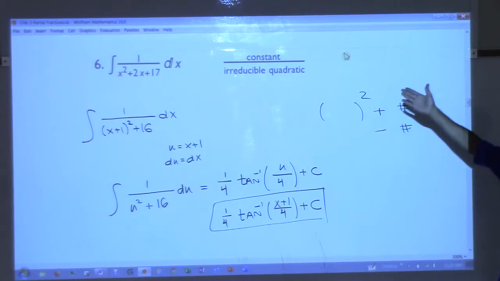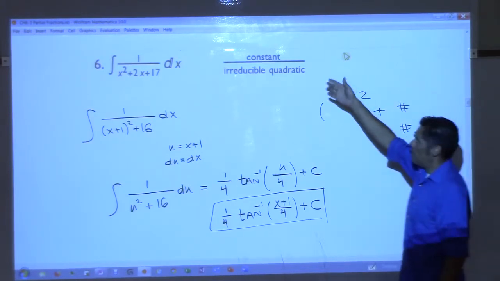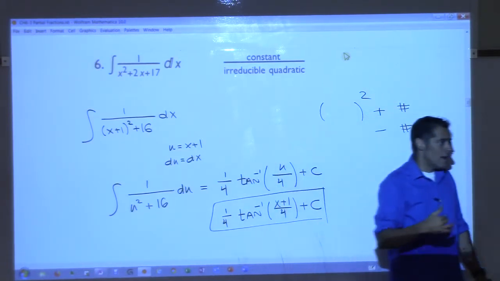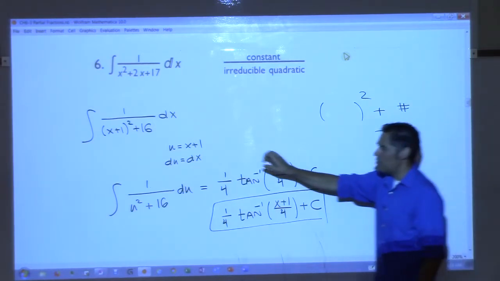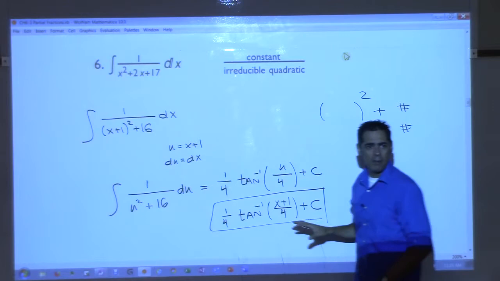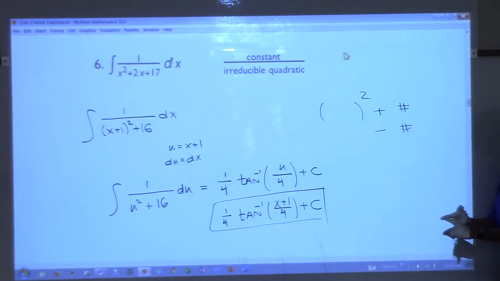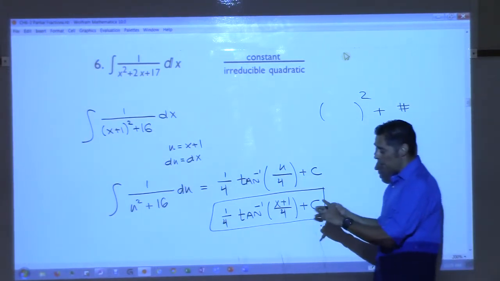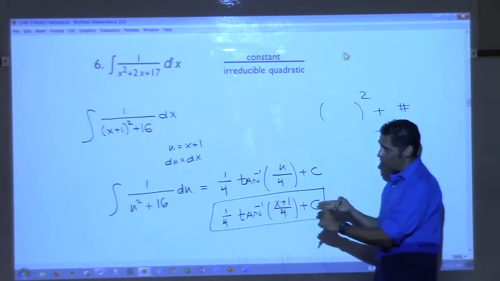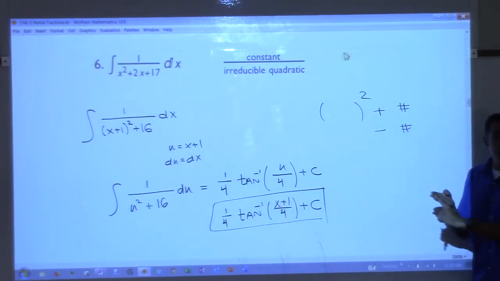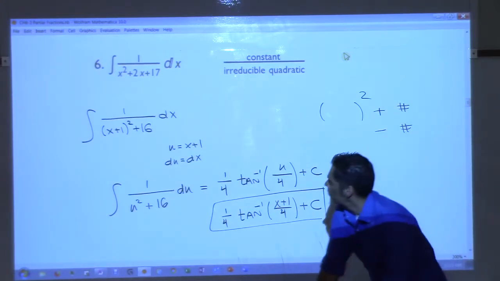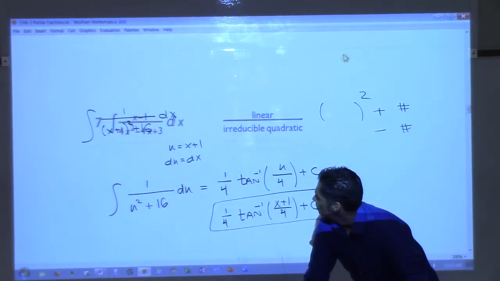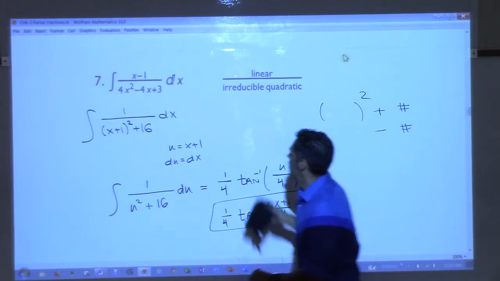So we've got this base covered now, right? Constant over irreducible quadratic, we should be able to complete the square and go to town with our formulas. Maybe a little basic u substitution in there, but we should be able to handle it. So constant over linear, constant over repeated linear, constant over quadratic missing x term, we're good. Constant over irreducible quadratic, we're in business, right? Okay.